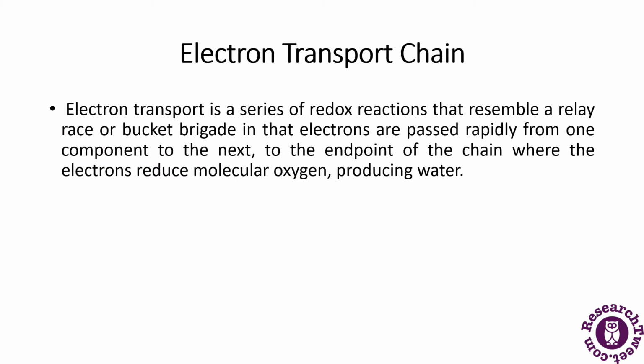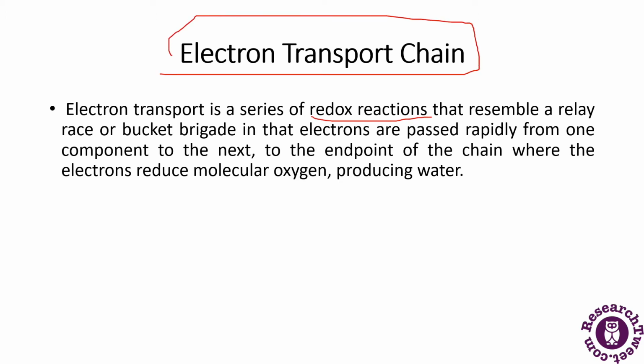Then if we go with the introduction, what is the electron transport chain? It is a series of redox reactions, and they resemble a relay race or bucket brigade in that electrons are passed rapidly from one component to the next. So the electrons reduce molecular oxygen and produce water.